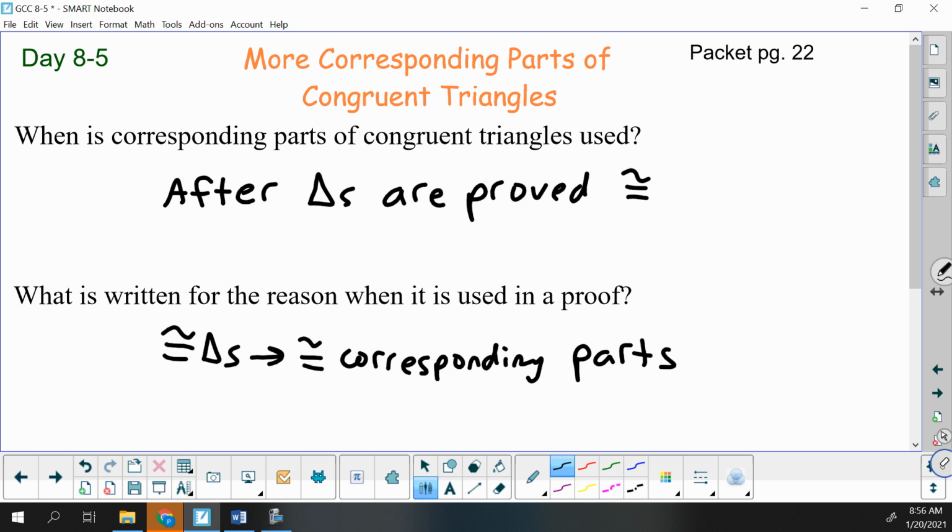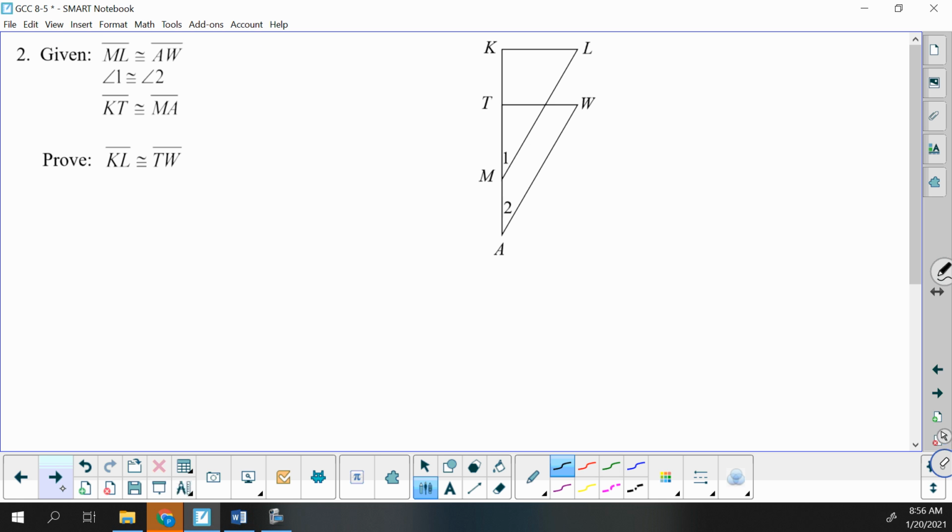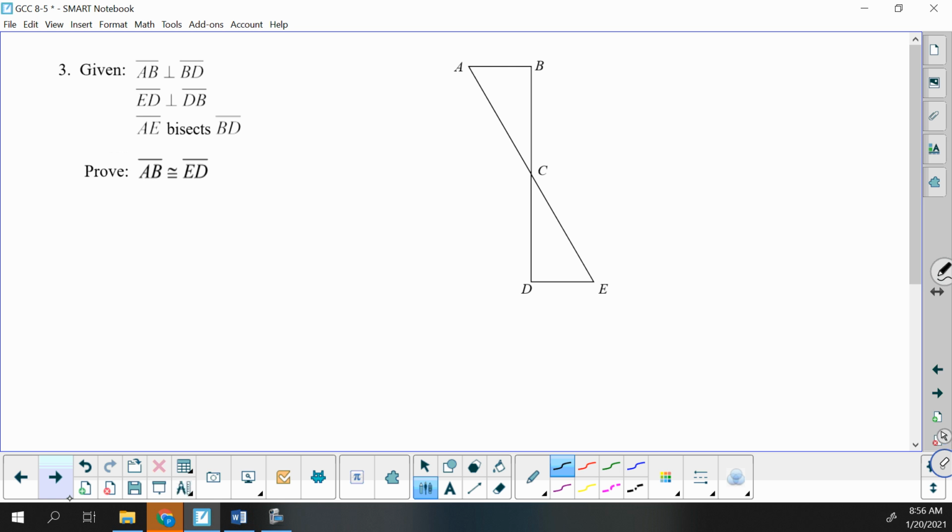So we are going to jump around in this video a little bit. We're going to jump to page 23, and we're going to do number 3 to start out. So we'll do our statements and reasons and our givens.